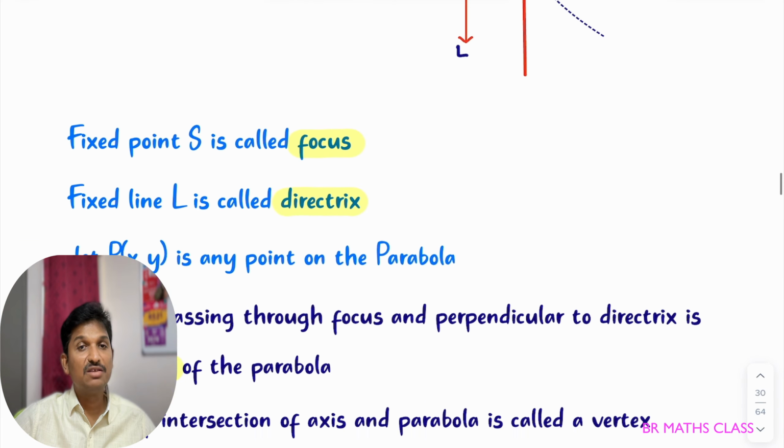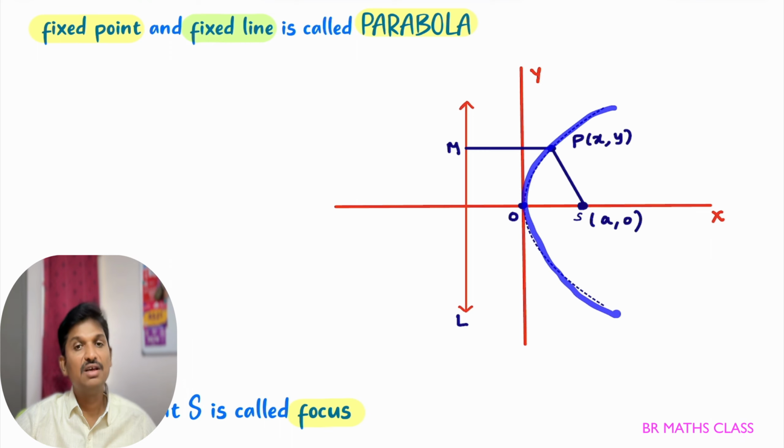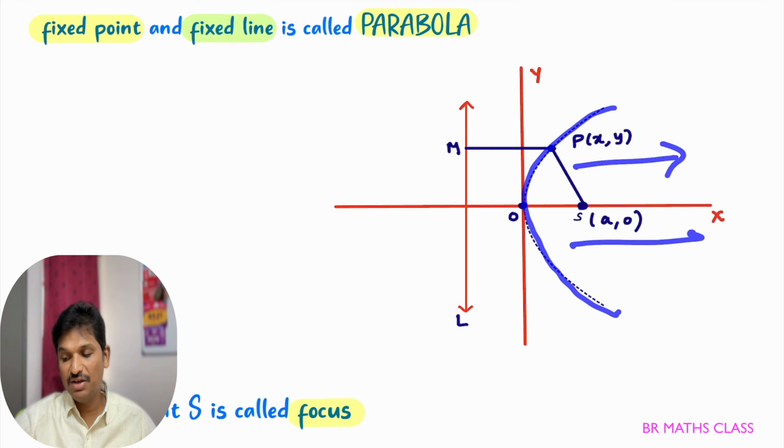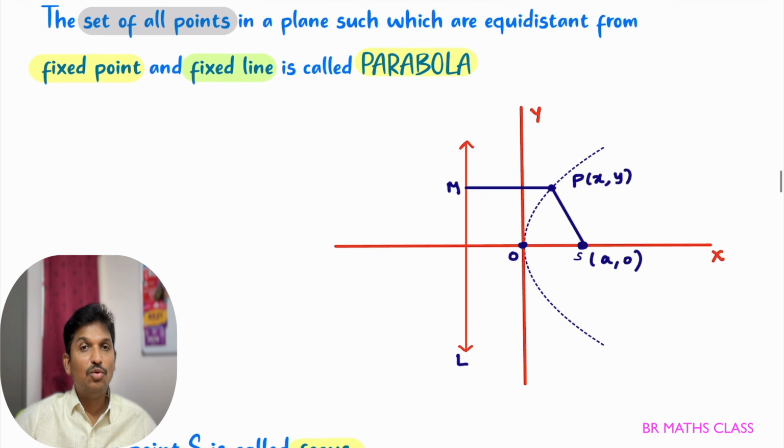Which parabola? This is known as the standard form of parabola. You observe this parabola, it is like this. This parabola opens towards the right side. We will say that this is a parabola open towards the right side. What is its equation? The equation of this parabola is y square equal to 4ax. What did you learn now? You learned the definition of parabola and the equation of parabola in standard form. What is the equation of parabola in standard form? y square equal to 4ax is the equation of parabola in standard form.